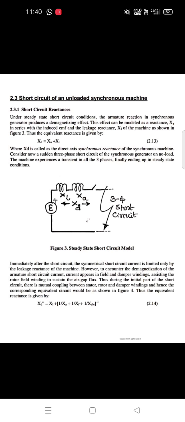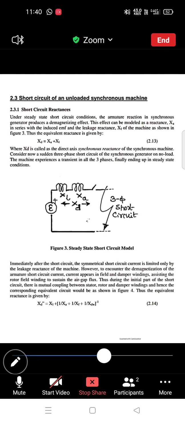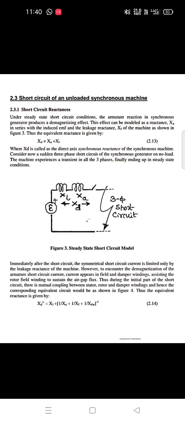Afterwards we will see the short circuit of an unloaded synchronous machine. How can we analyze the no-load synchronous machine when a short circuit occurs? What will be the value of the reactance? What will happen to the reactance of the transmission line? That we will see in detail in this topic.